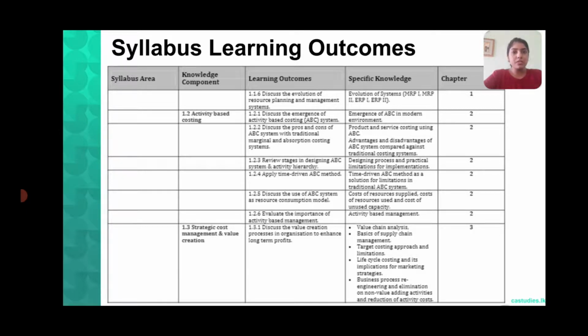Next knowledge component, strategic cost management and value creation. So this they want you to know and be able to discuss value creation processes within an organization to enhance your long-term profits. So you will have value chain analysis, life cycle costing, target costing approaches, all of that covered in chapter 3. Okay, let's move on to the next.